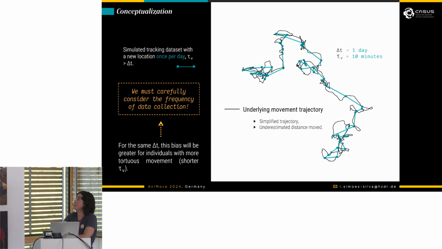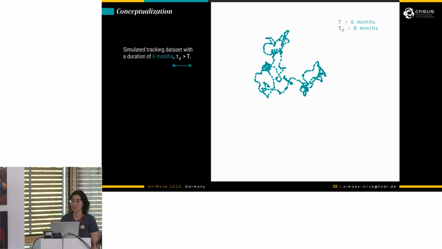And obviously, if the movement is more and more tortuous, the velocity autocorrelation is shorter. That means that the animal will be doing even more moves back and forth. So the bias will increase with the shorter velocity autocorrelation.